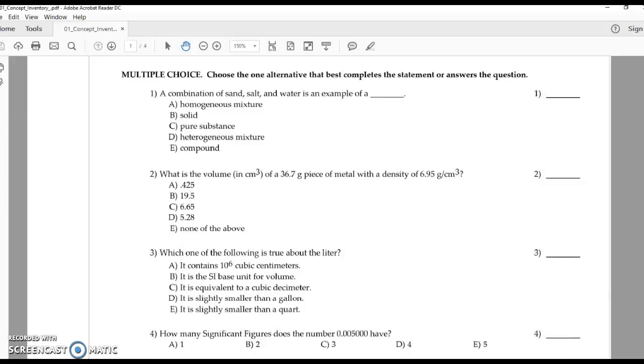Okay, here's a quick video on our first concept inventory. Number one, this is a heterogeneous mixture because we can separate it by itself. If you leave the whole combination on a bench in the lab, eventually, overnight, it'll separate. A homogeneous mixture means you have to physically or chemically separate it.